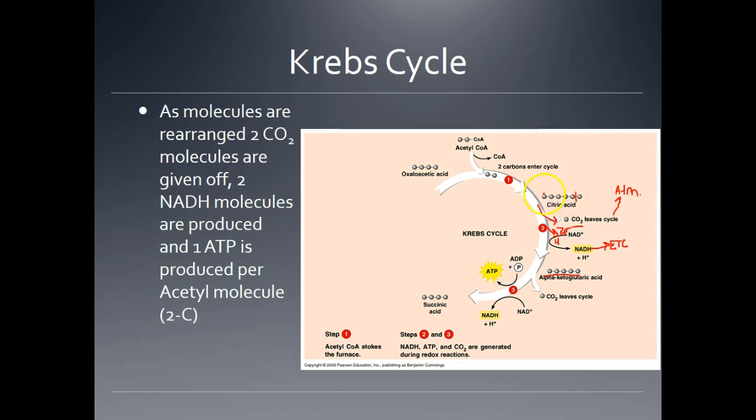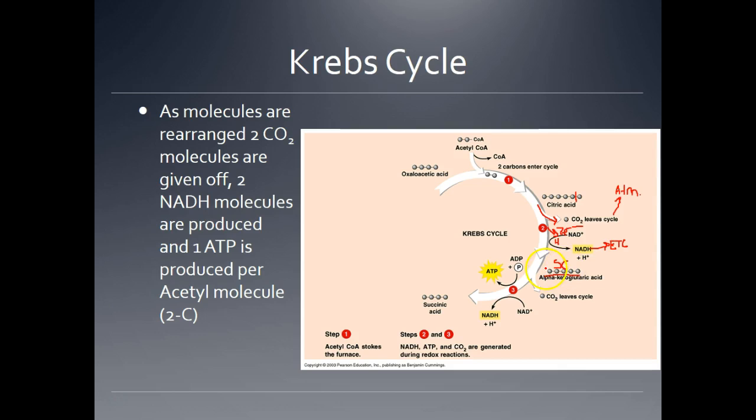So we're going to oxidize this molecule by reducing NAD+. NAD+ is going to take 2 electrons and a hydrogen ion, converting it into NADH. When we do that, we remove a carbon dioxide and we are left with a 5-carbon molecule. That 5-carbon molecule is alpha-ketoglutaric acid.